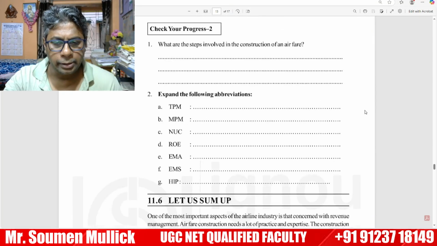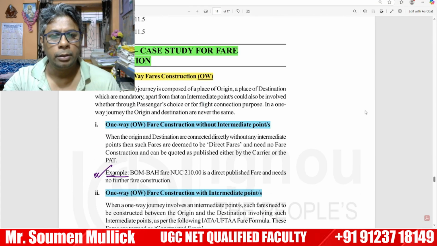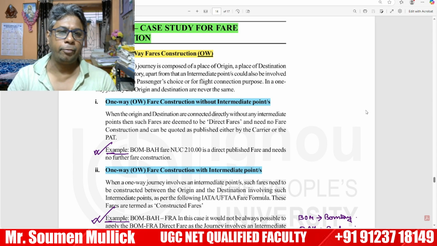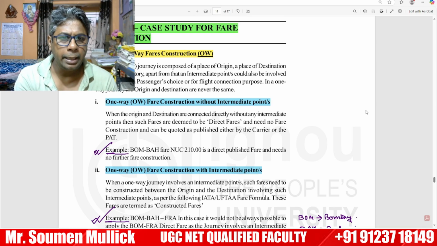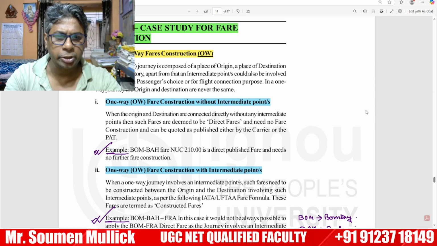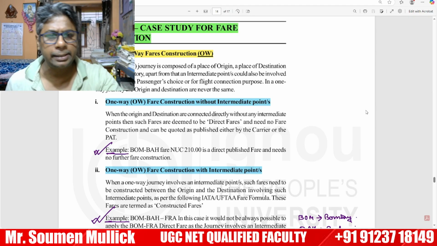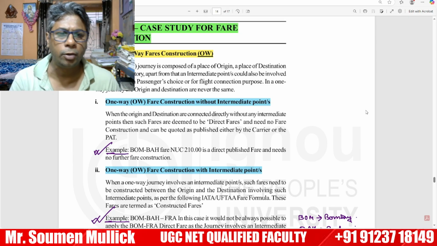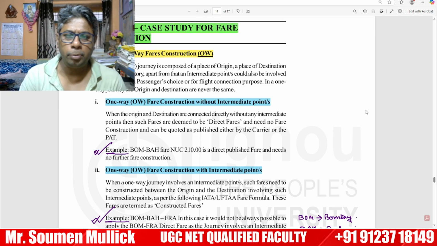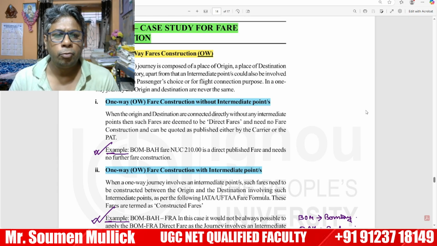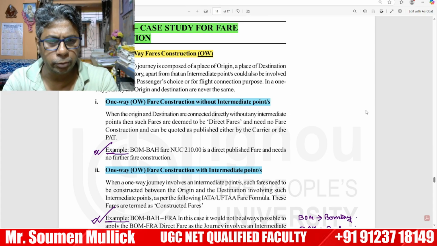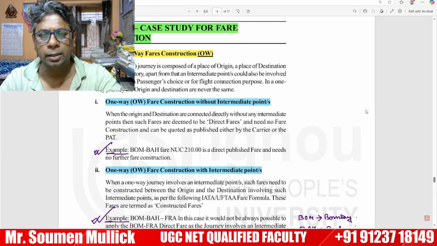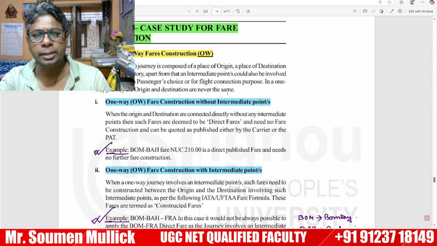Our next important thing we have to remember is a case study, a case study for fare construction. I already discussed the important codes of the fare construction. This is the case study. As a case study, the steps for one-way fare construction. A one-way journey is composed of place of origin and place of destination, which are mandatory. Apart from that, an intermediate point could also be involved, whether by passenger choice or for flight connection purposes. In a one-way journey, the origin and destination are never the same.